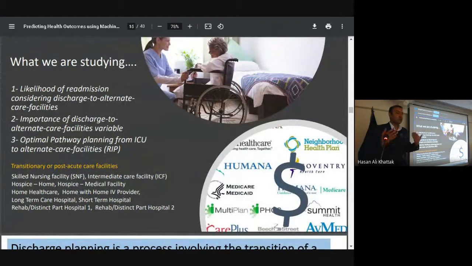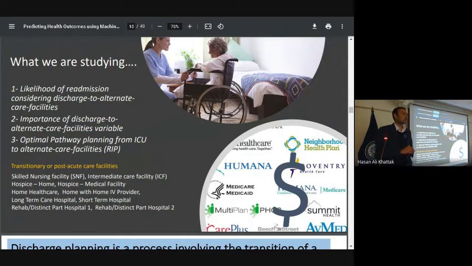Now, what we are studying, we are trying to look at three questions. One is the likelihood of readmission considering discharge to alternate care facilities. You see, in Pakistan we have physiotherapy people, but we don't have that kind of range, whereas over there they have different transitionary cares.